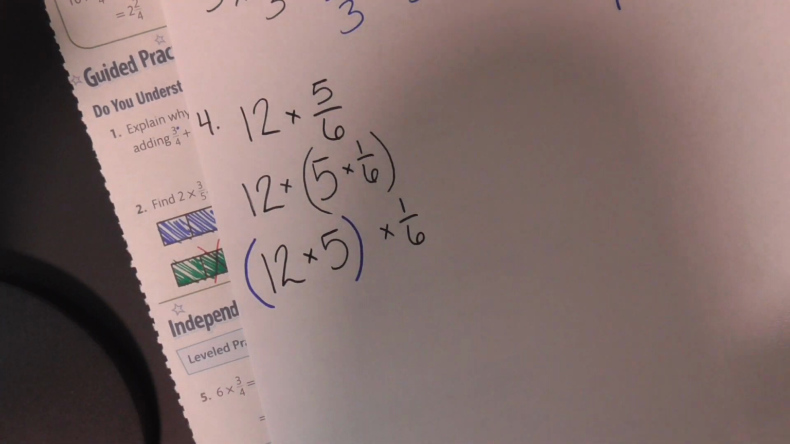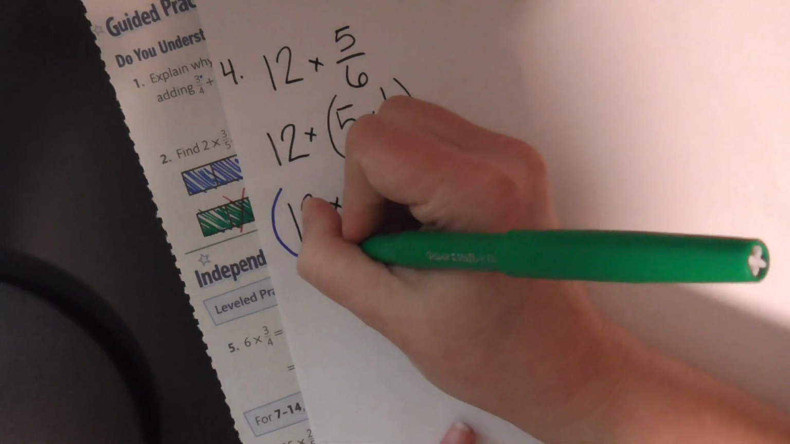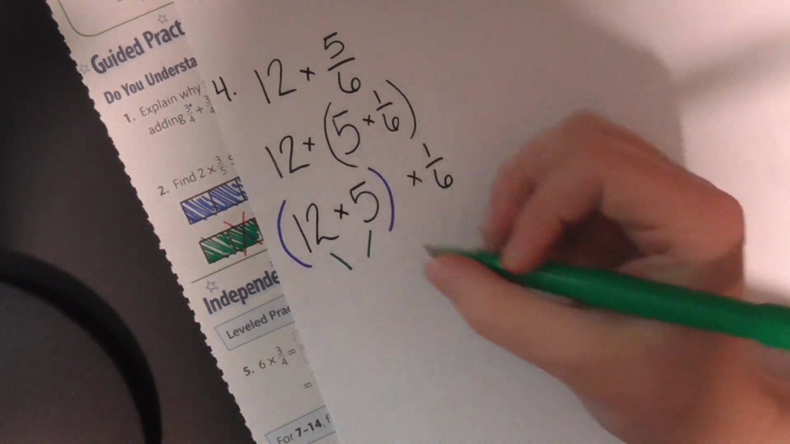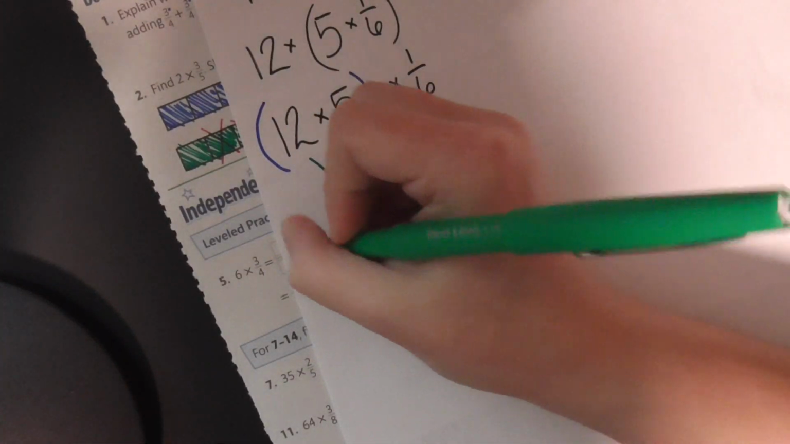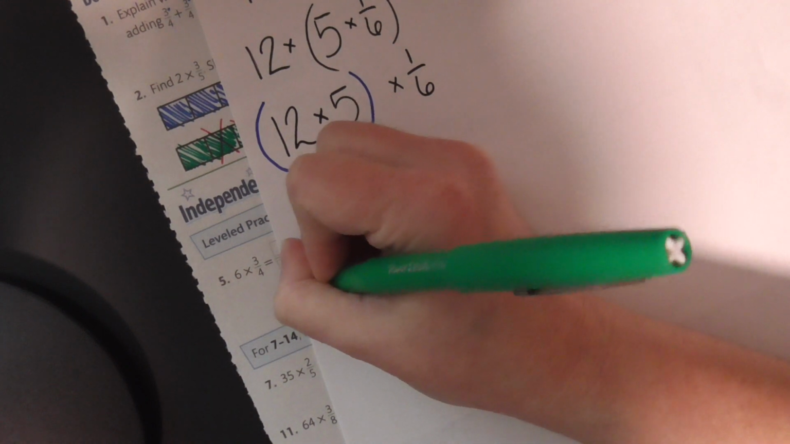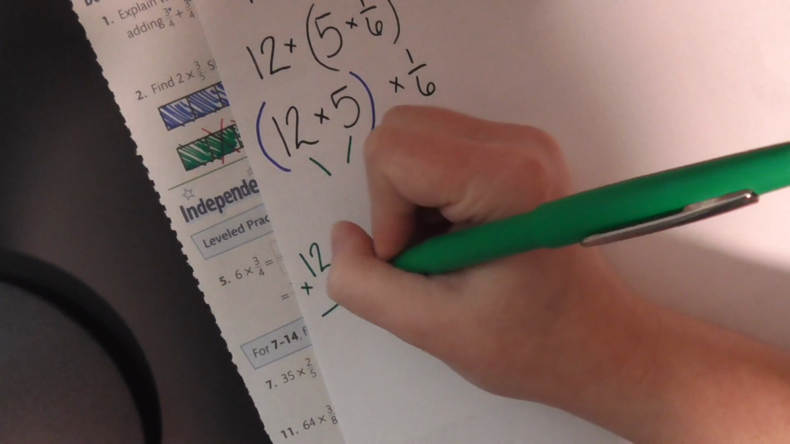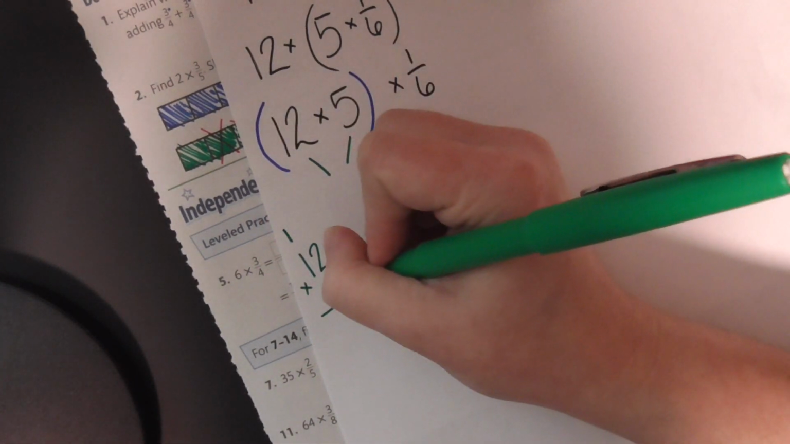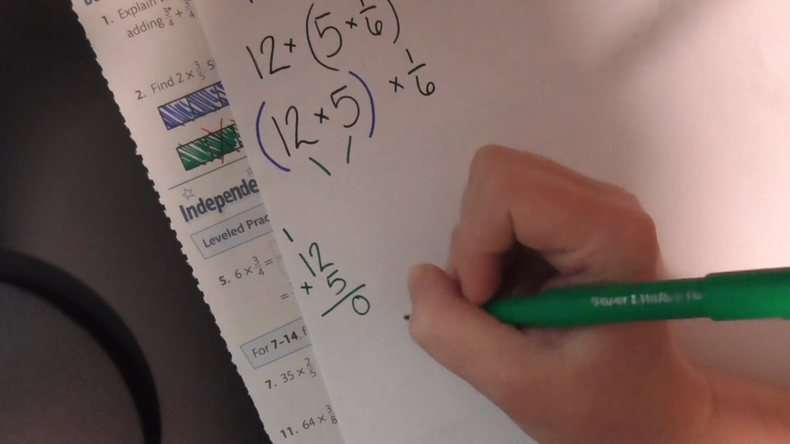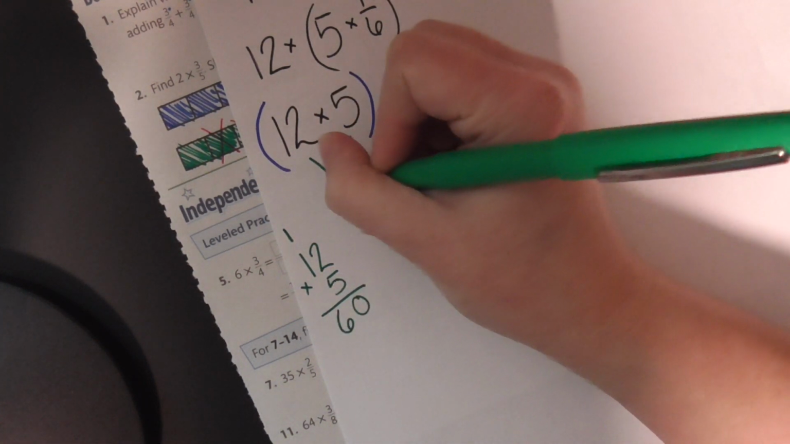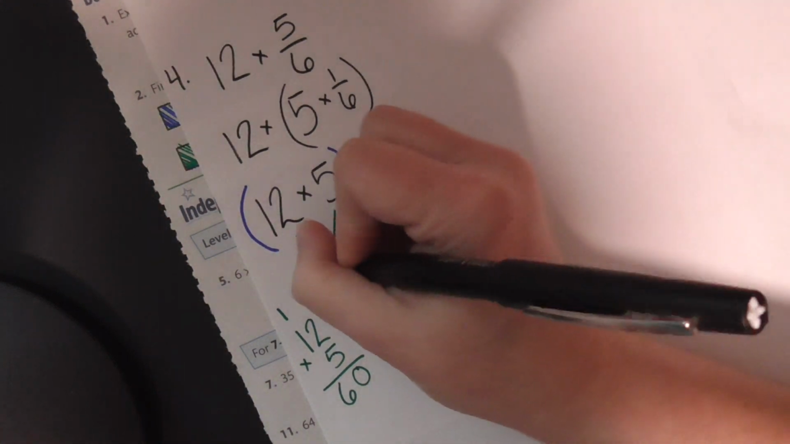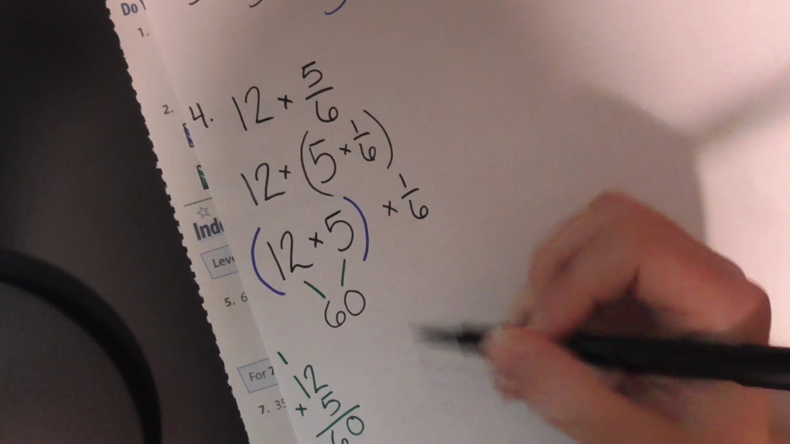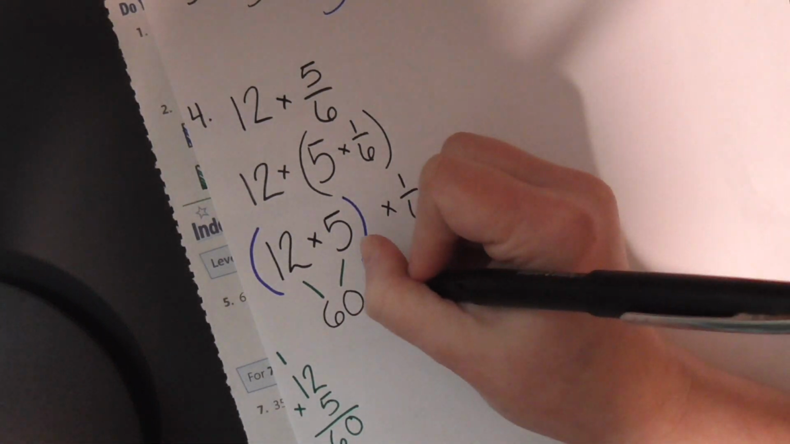Parentheses mean that that's what we do first. So 12 times 5, if you're really good with your math facts, you already know the answer. If you're not, like Miss Cosmos, I'm going to come down here and work this out. So 5 times 2 is 10. 5 times 1 is 5, plus the carried 1 is 6. So my answer is 60. So 12 times 5 is 60, and then I have to drop down the rest of my equation.